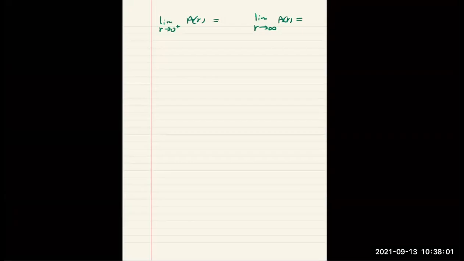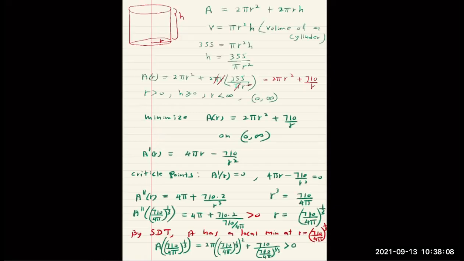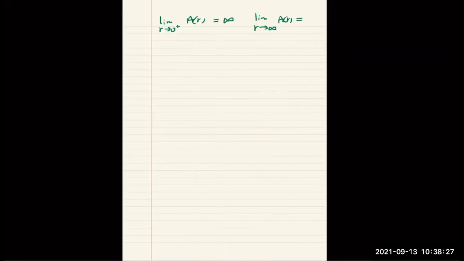Okay, what would be this limit? The limit as R approaches 0 plus of A of R. As you can see, if you look at this function, as R approaches 0, this term will be 0. But as R approaches 0 from the right hand side, this would look like 710 over 0 plus, which is plus infinity. So this limit would be plus infinity. You can also see that this limit is clearly infinity again.